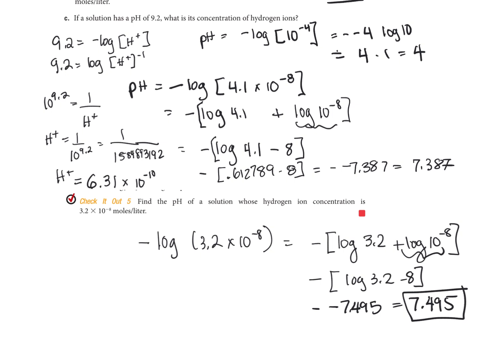All right, and that wraps up section 4.4 on properties of our logarithms.